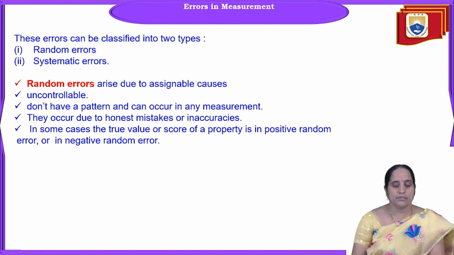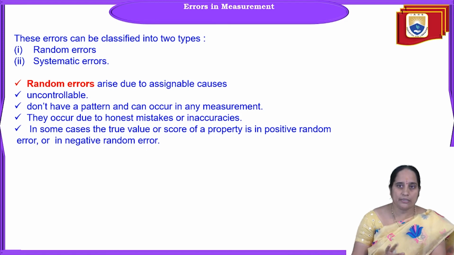In some cases, the true value or score of a property is affected by positive random or negative random error. It depends upon the true value or score of the property, whatever attribute you are going to study. So there is a difference between the assigned score and the true score. By taking this difference into consideration, we may have two types of errors: one is positive random error, another one is negative random error.